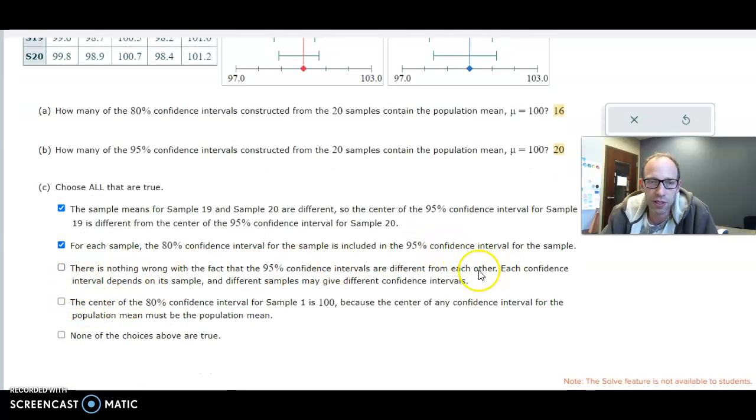Nothing wrong that they're different from each other. Completely true. So that's just inferential statistics. It's always going to be a little bit different. It's not exact like mathematics.